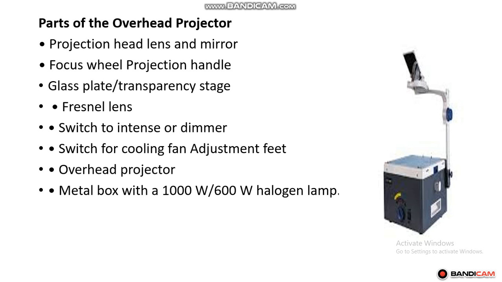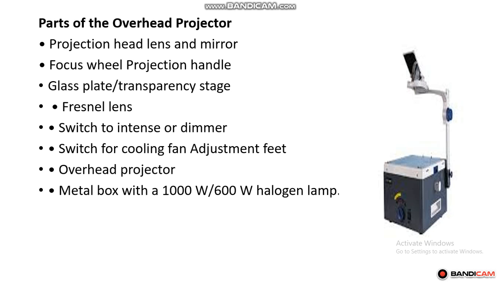Now we all know about this overhead projector, so let me say what the parts of this overhead projector are. We have a lens and mirror which reflect the transparency content onto the screen. There is the focus wheel, the projection handle, and the glass plate, the transparency stage, where the transparent sheets are kept. Then there is the switch to intense or dimmer.